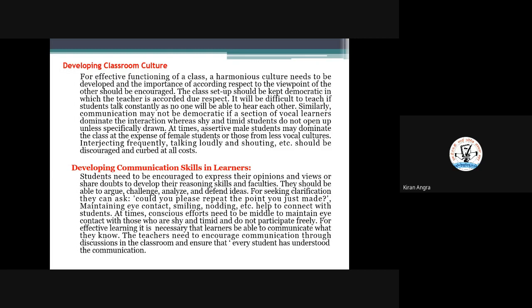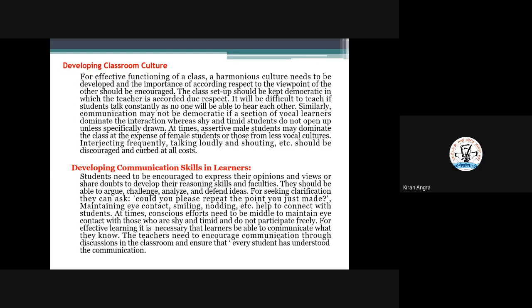Then let us move to developing communication. You have developed the classroom and delivered the lecture. Now what is important is how the communication skills in the learners are inculcated. We have to think about communication skills like verbal, writing, listening and questioning, as I discussed yesterday, because both the teachers and the learners should learn that all these skills are important for both of them.